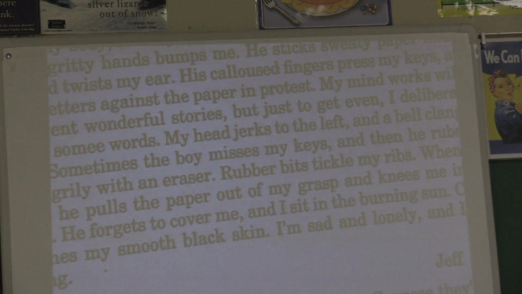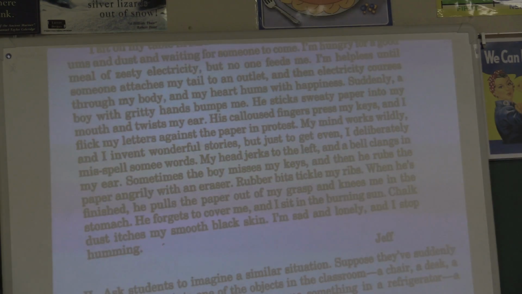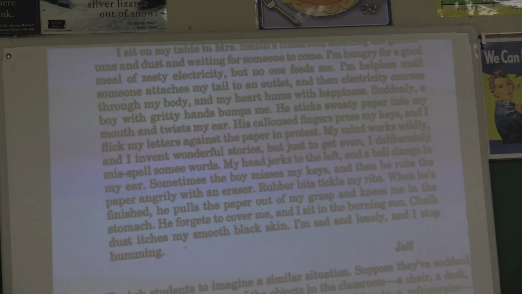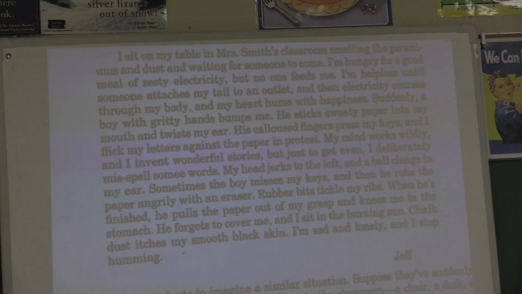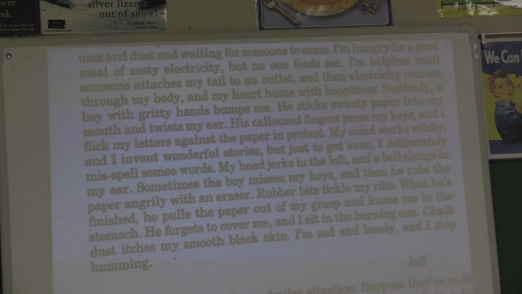This actually was what you have in your packet. It's that last page that says rubric. In other words, that is what I am looking at when I grade your paper, or for those things.